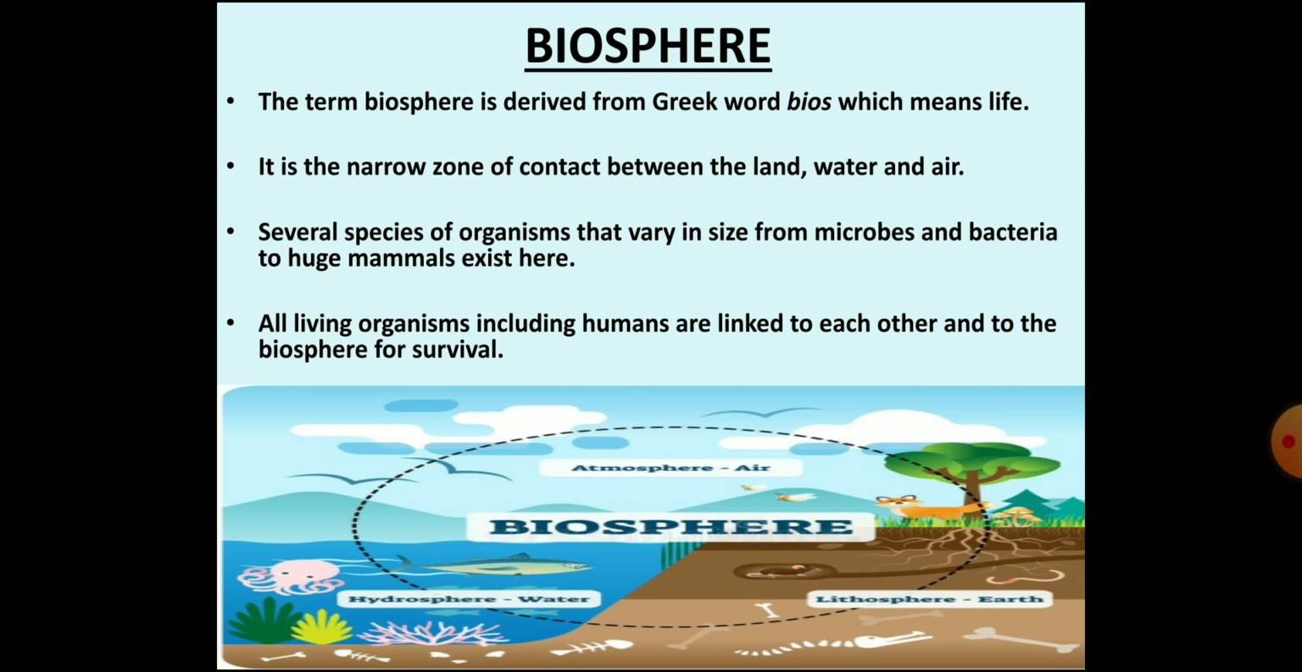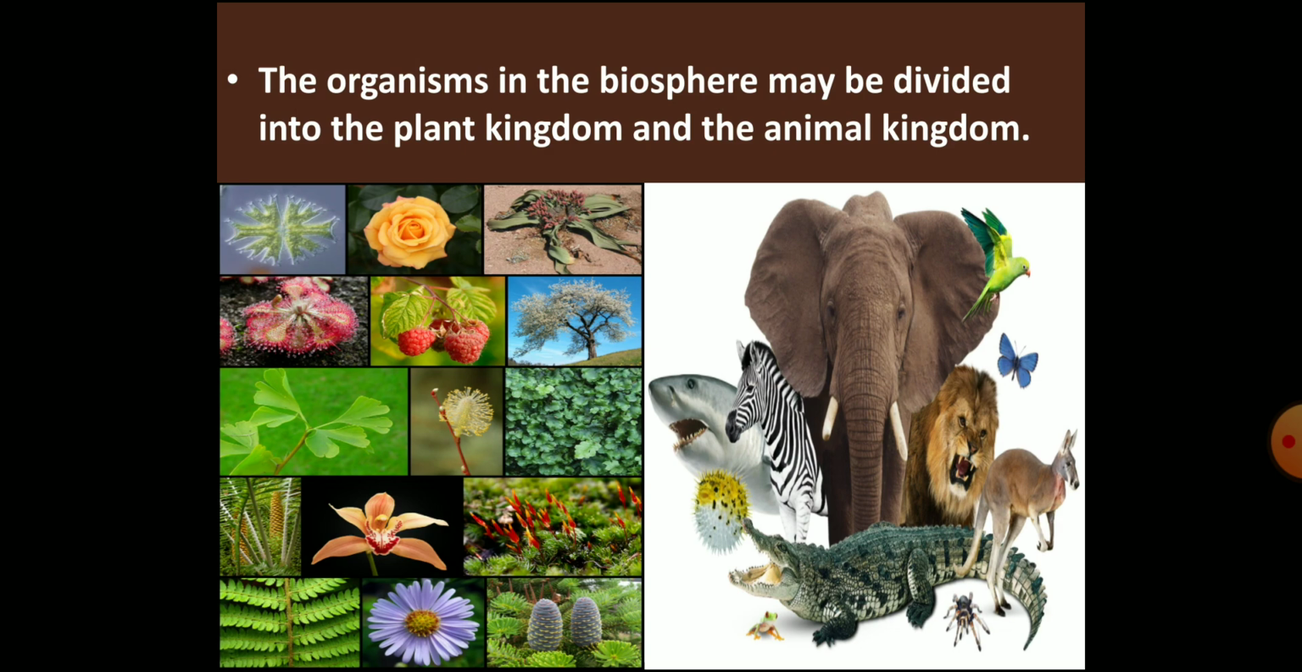Living organisms vary in size from microscopic bacteria to huge mammals. All of them, including humans, are interdependent. That means they are linked to each other and to the biosphere for survival. Thus, all living organisms interact with each other and maintain a balance between them and their environment. The different organisms in the biosphere can broadly be divided into the plant kingdom and the animal kingdom, as it is shown here in front of you.